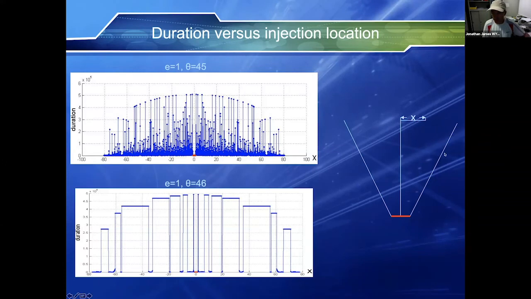If I input it at x equals 40 or something, the particle will bounce around a little bit and then eventually go out, so it will take longer. But you can see it's completely different behavior. For the 45 degree angle, occasionally you get long residence times, but mostly the residence time is pretty short. Whereas for 46, it's a very, very regular pattern. You get big blocks of input locations where you get very long residence, and then just some small ones where the particle goes through quickly.